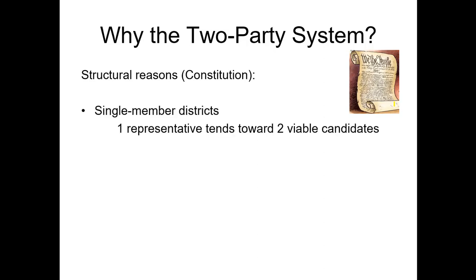One of them we've already talked about. Well, we've actually talked about both of these as far as structural reasons. One is the single-member districts. We know that if only one representative is being elected from each district, there's only motivation for two viable candidates. That's been studied quite a bit, and we see that in proportional representation systems, if you have multiple members coming from one district, there's motivation for more parties to try to win some of those seats.